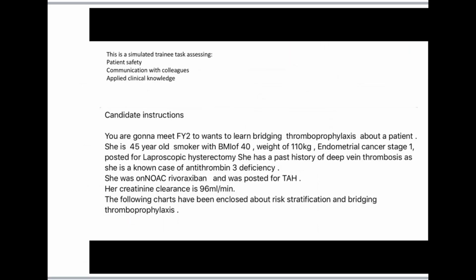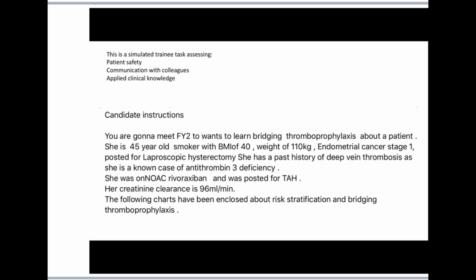first of all, as a teaching station, you will welcome your colleague and ask him if he is facing any problem or any difficulty, and offer your help and support. Ask him why exactly he wants to learn about bridging thromboprophylaxis and what he knows about that. Then appreciate his concern and set an agenda and explain why we need to bridge or shift this patient.